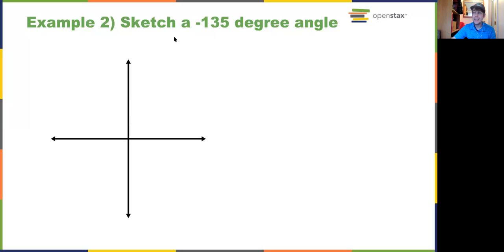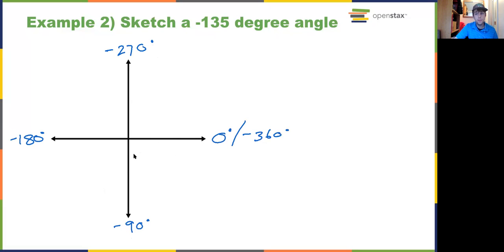Next, we want to show a negative 135. I'm going to do this a little bit differently. So this is 0. If I'm going negative, remember I'm going clockwise. So I'm going to go this way. So this would be negative 90, negative 180, negative 270. I don't really need to go, but I guess this would also be negative 360.